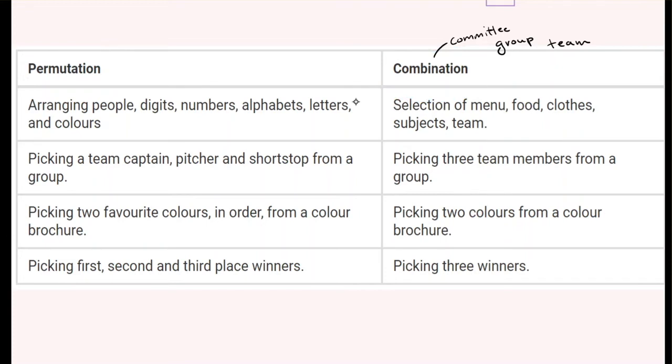So these are some options. Take a moment if you'd like to pause the video and read through it, but these are examples of when a permutation should be applied, when a combination. The basic idea is order doesn't matter for combinations. Whereas in a permutation, order definitely matters.